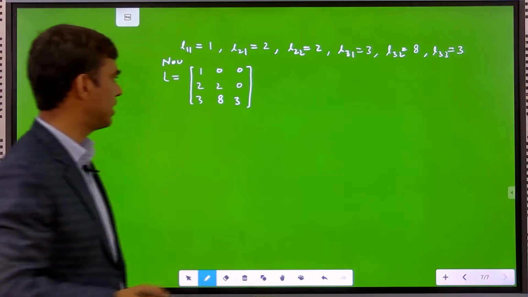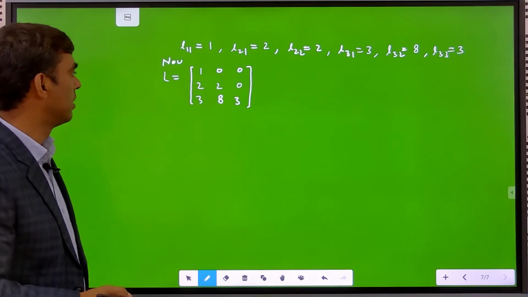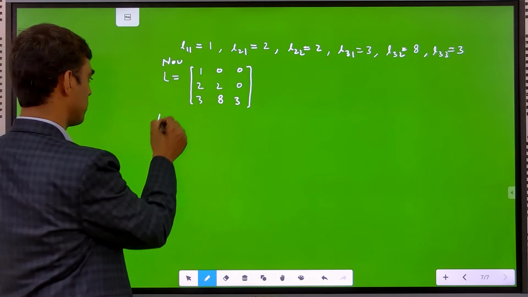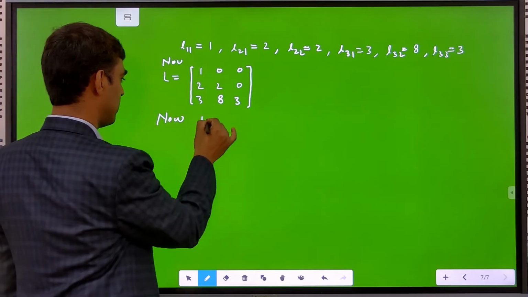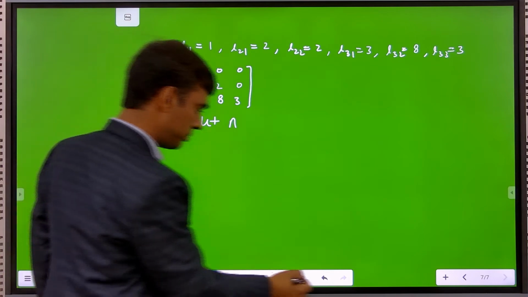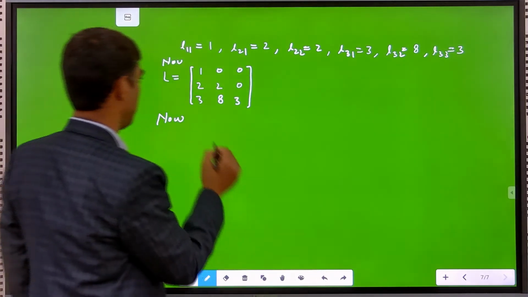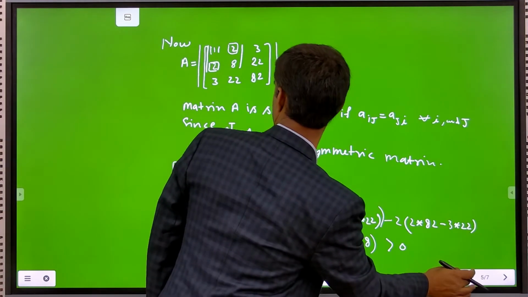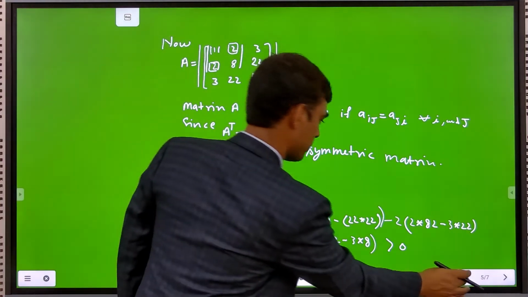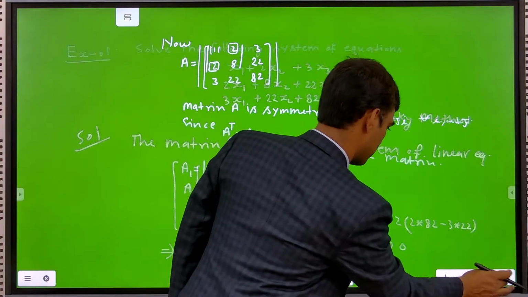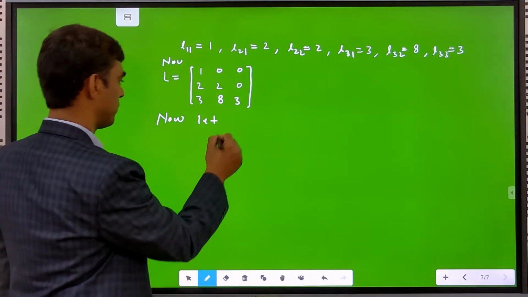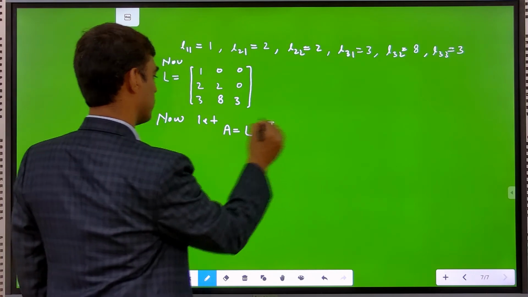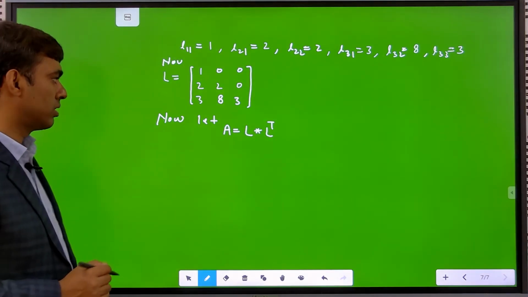There is no need to write L transpose, because we are able to write it. This one is a very simple process. Now apply Cholesky's method. So here let A equal L into L transpose.